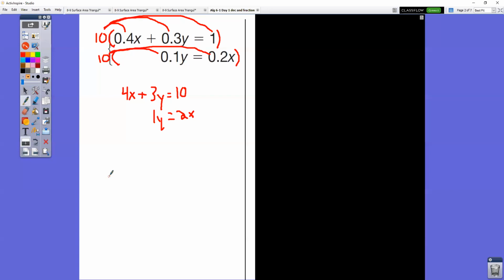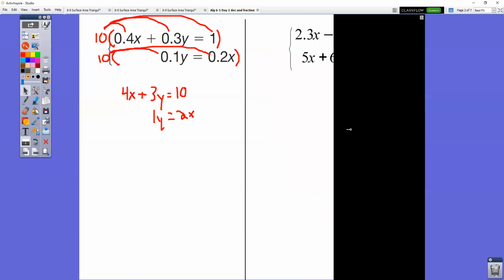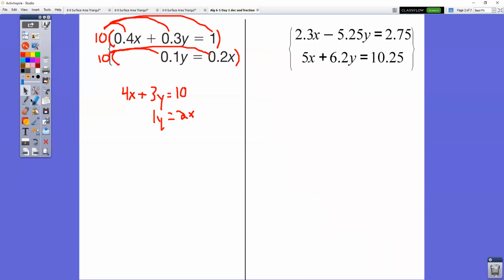Now, some of you might be thinking, I can see that I would need to multiply this bottom equation to make opposites with my y's. I would have to take this bottom equation and multiply it by -3, so that I would have a 0.3y and a -0.3y. Could you do it using the decimals? Sure. The process is just a little bit harder, which is why I would encourage you to make them into integers first. We're not actually going to solve that one.